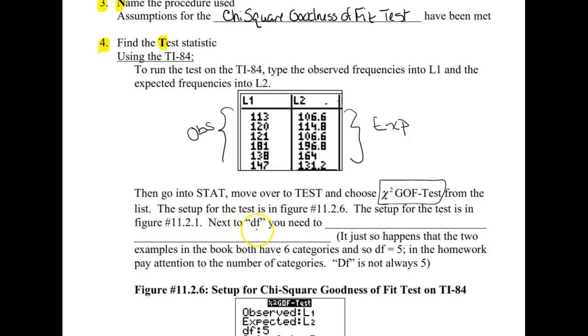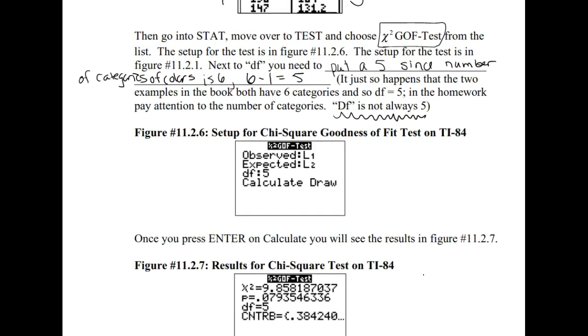Again, next to degrees of freedom, we are going to put a 5 again. But that's because our number of categories of colors is 6 again, and 6 minus 1 is 5. So degrees of freedom is always the number of categories minus 1. It just so happens that the two examples in the book both have 6 categories, and so degrees of freedom happen to be 5. But degrees of freedom is not always 5. It depends on the number of categories given in the problem.